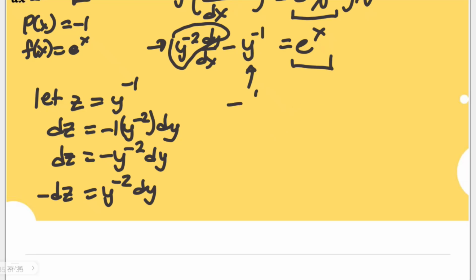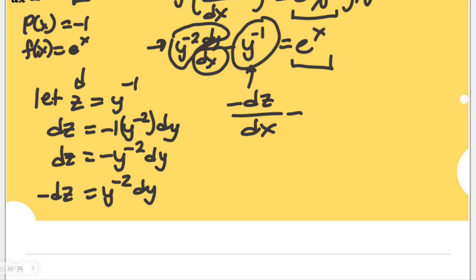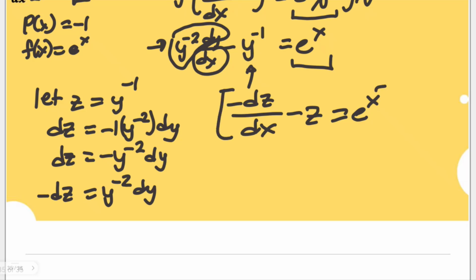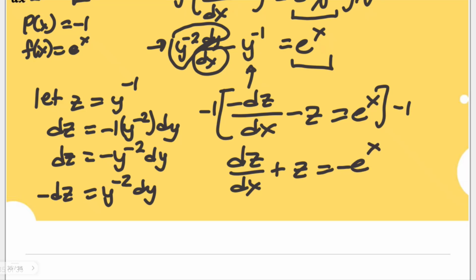You have -dz over dx, minus, since this is given as z, so let's use z for that, minus z is equal to e to the power of x. But since this is negative, for the standard form to become positive, let's multiply this by -1. So you have positive dz over dx plus z equal to -e to the power of x. This is now a linear equation.